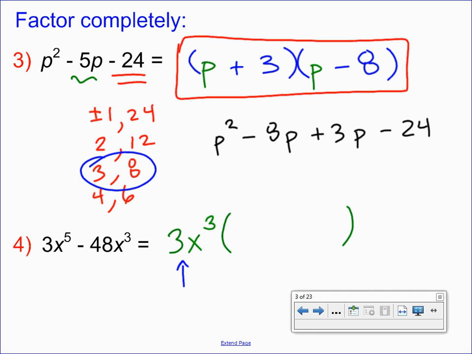3x cubed is your GCF? Great. What's remaining inside then? After factoring out 3x cubed from each of my terms, what remains inside is x squared minus 16. Is that right? 16?